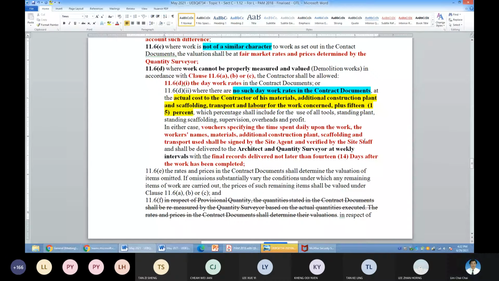11.6E is for omission. Very interestingly, any item that is omitted, you must use the BQ rate, because the BQ rate will be the basis for valuing all omissions. No other principle, only BQ rate to evaluate your omission.